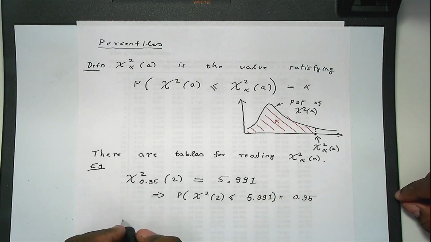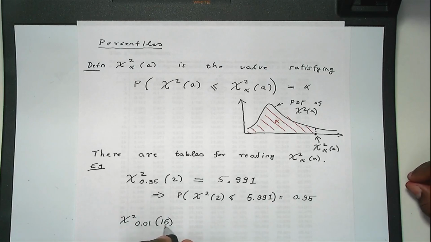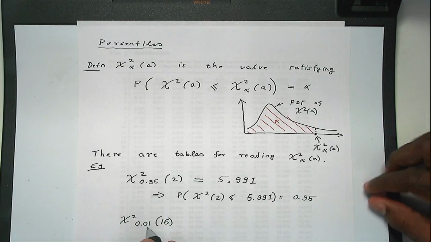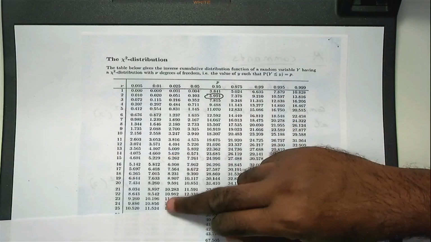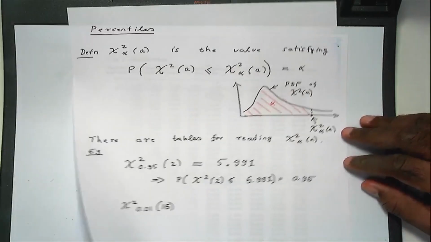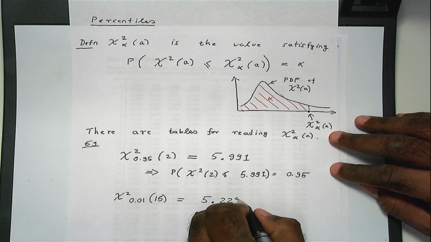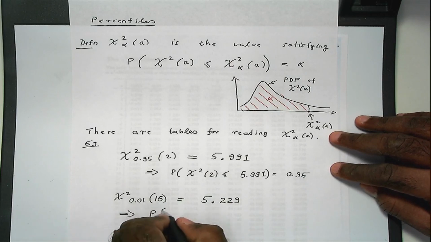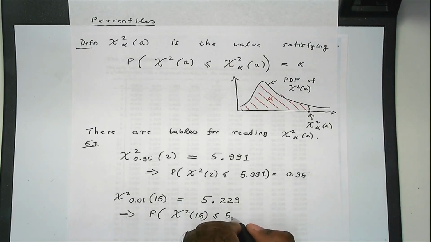Another example, suppose you want to find the percentile of a chi-square variable with 15 degrees of freedom for alpha corresponding to 0.01. So once again you go back to the table, right? In this case you will look for 0.01 and then down to 15. So that will give you this value here, which is 5.229. So the answer is 5.229, which implies that the probability that a chi-square variable with 15 degrees of freedom is less than or equal to 5.229 is equal to 0.01.